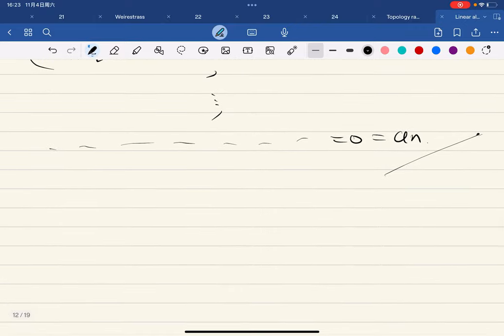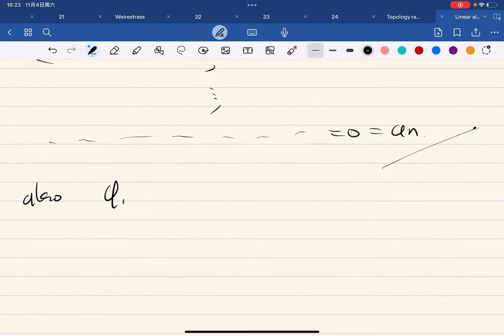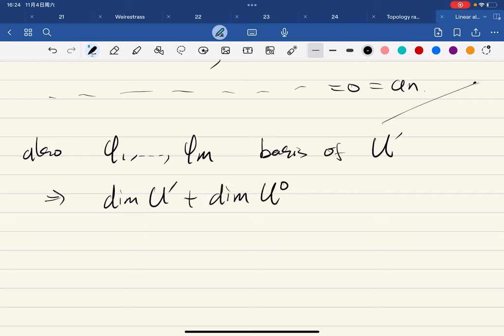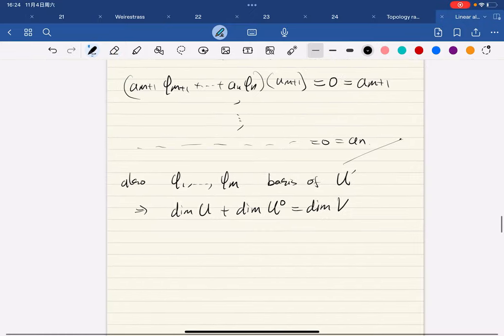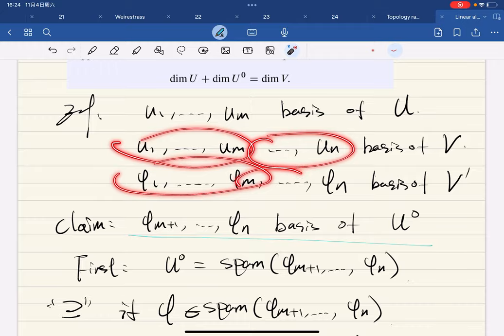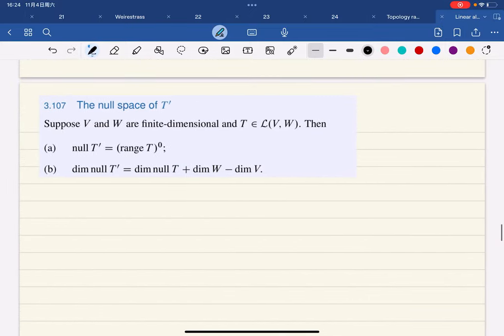Now, we also know that phi 1 through phi n is a basis of u, the dual space of u. So we know the dimension of this, and now we are good, right? Why is this? Because here you add up their dimensions. This is simple. It's a long proof, so if you keep going, we're almost there.